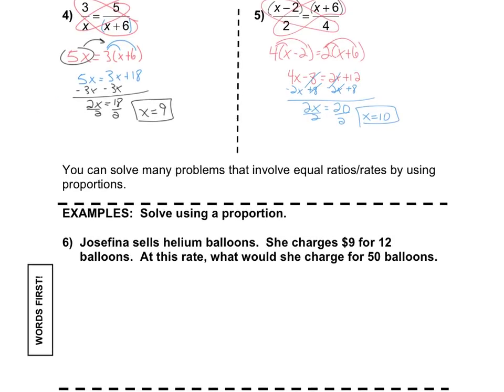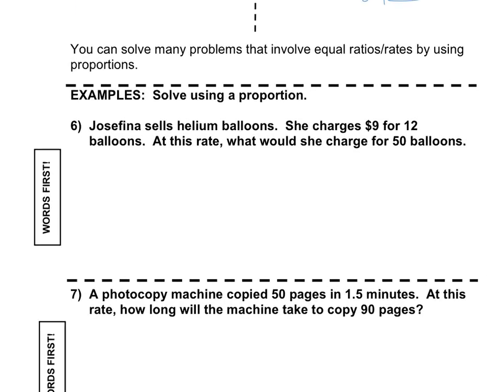It says you can solve many problems that involve equal ratios or rates by using proportions. So we're going to look at a couple of these. It says Josephina sells helium balloons. She charges $9 for 12 balloons. So there's one of ours. I'm going to put money over the number of balloons. So that's $9 for every 12 balloons. It also says at what rate would she charge for 50 balloons.